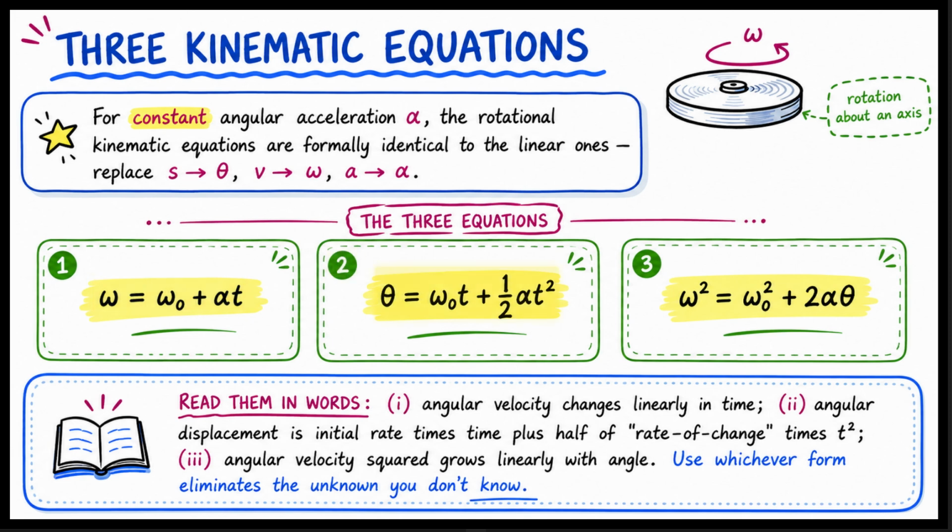The second equation is theta equals omega 0 t plus 1/2 alpha t squared. Angular displacement is the initial rate times time, plus half of the rate of change times t squared. The third equation is omega squared equals omega 0 squared plus 2 alpha theta. Angular velocity squared grows linearly with angle. Pick whichever form eliminates the unknown you are not given.